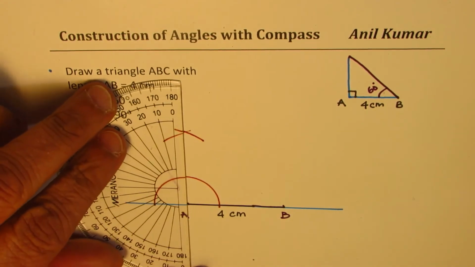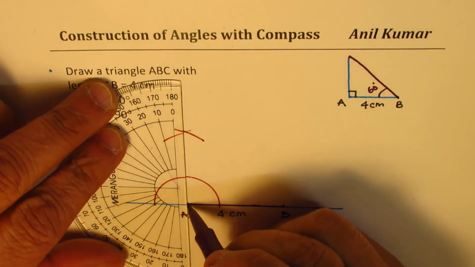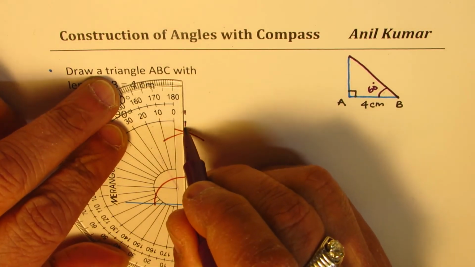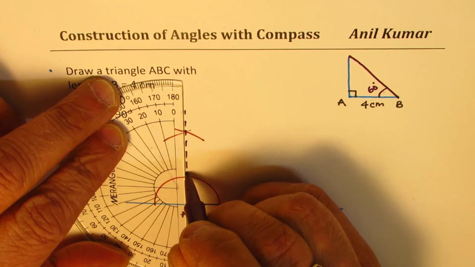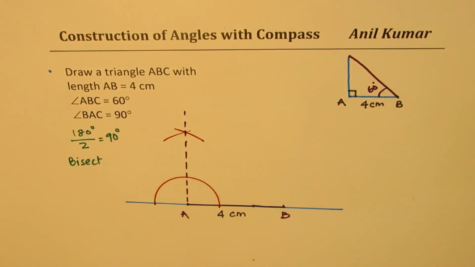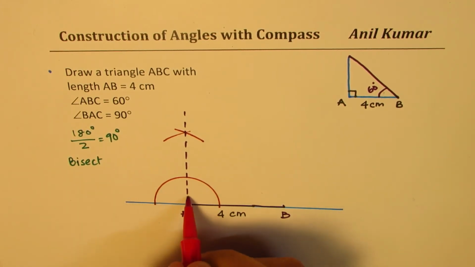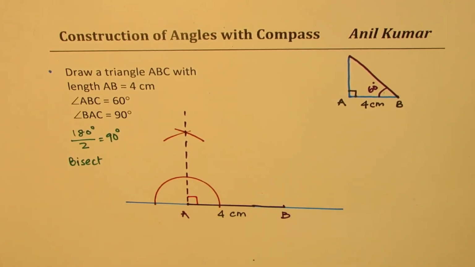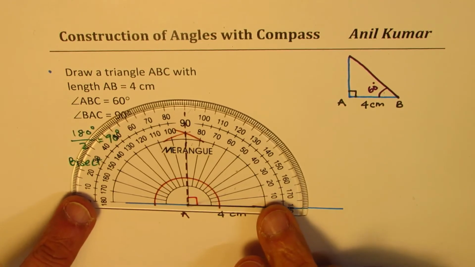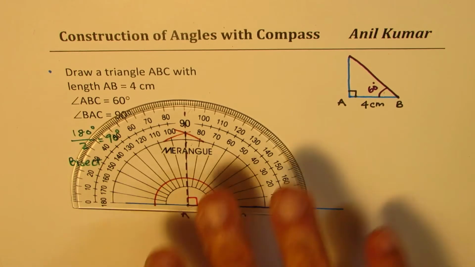So if I join the point from A to the point which we have, and we'll do it with a dotted line, since we don't know exactly where the other side will cut it. So that actually gives us 90 degrees. Perfect. We can actually verify with our protractor. So clearly this is 90 degrees, right? So that's how we verify.